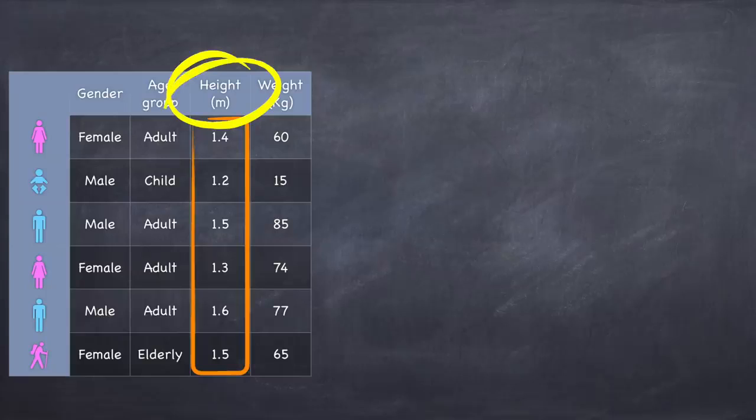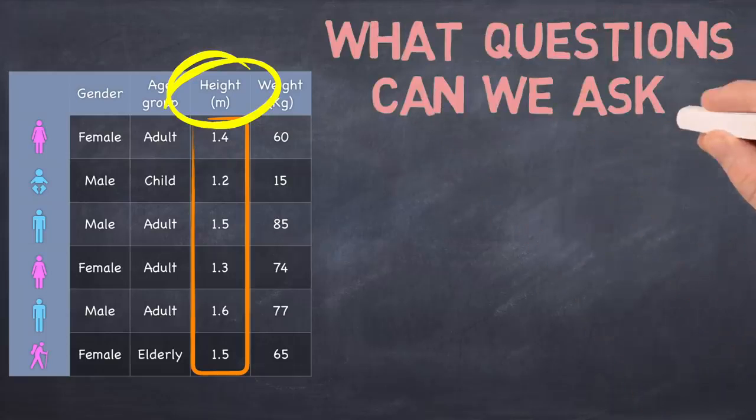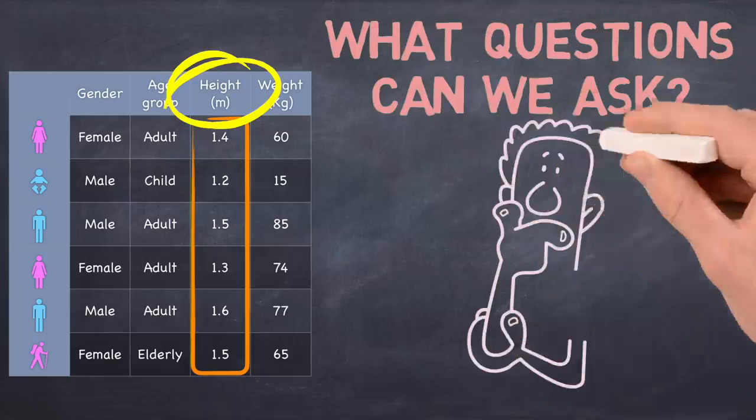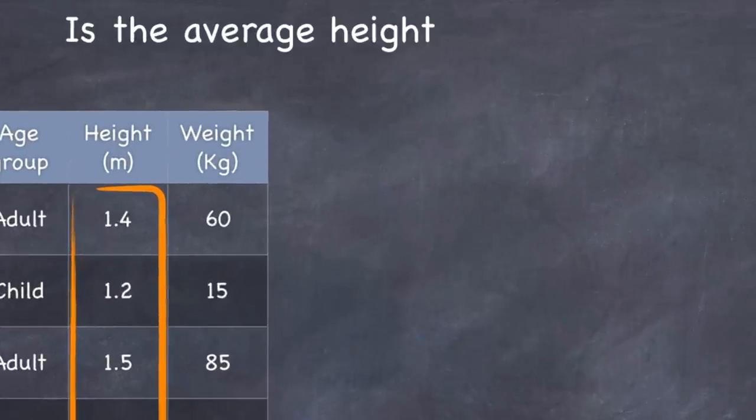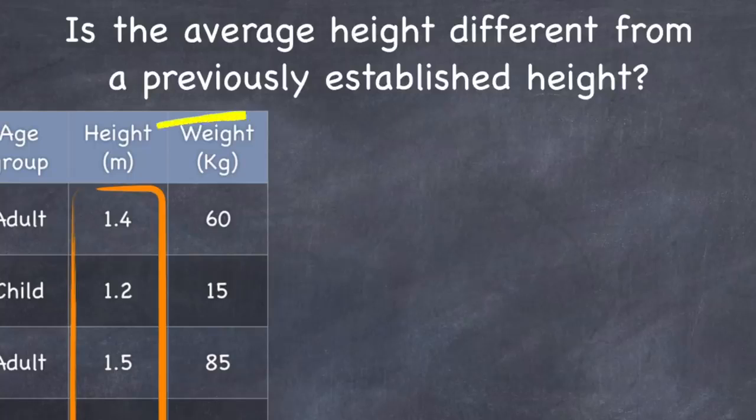If we want to look at just one numeric variable on its own, like height, then we don't have any groups to look for differences between, and we don't have another numeric variable to look for some sort of association or relationship with. So what questions can we ask? Well, we might have some theoretical value that we want to compare our data to. For example, in the case of average height, we might have some historic data. We might wonder if the current population is significantly different from that historic data. So our question might be, is the average height different from a previously established height?